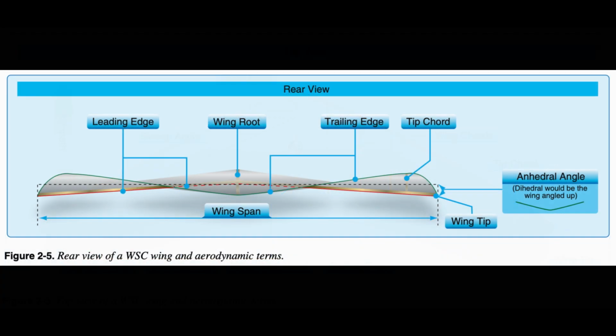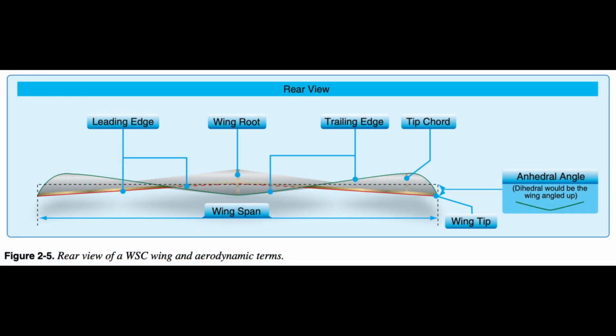Looking at the rear view of the wing, anhedral is the angle the wings make angling down and dihedral is the angle the wings make angling up. Figure 2.5. Dihedral is the positive angle formed between the lateral axis of an airplane and a line which passes through the center of the wing. Anhedral is the similar negative angle.